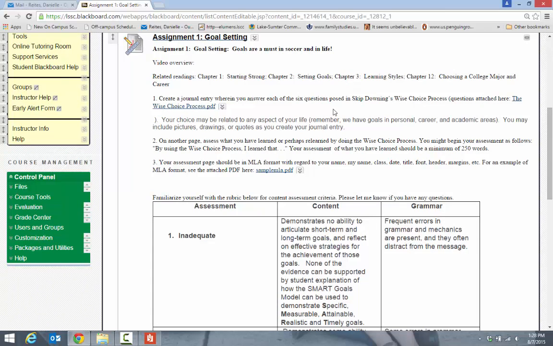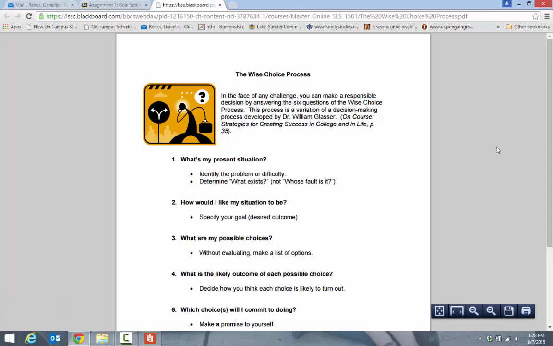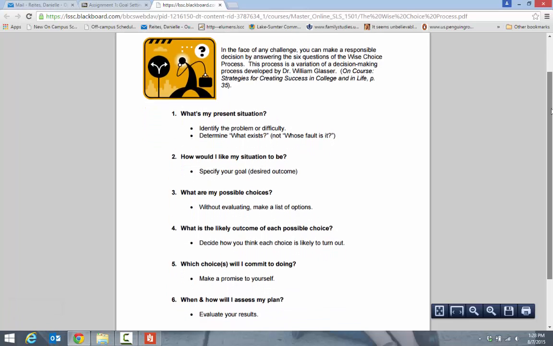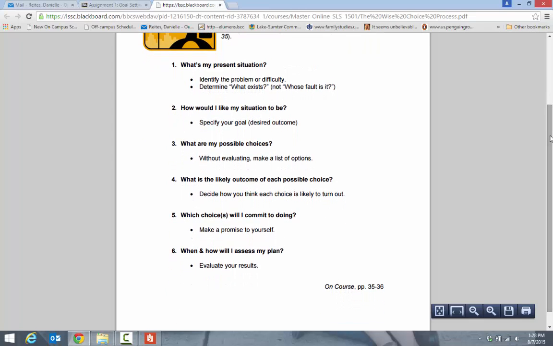But you have 2 parts to this. One is where you create a journal entry where you answer 6 questions posed in Skip Downing's Wise Choice process. Skip Downing is just an educator who specializes in student success, and he's come up with this Wise Choice process and these 6 questions. So these are the 6, and by a journal entry that just means it doesn't have to take any particular form. It can be written in personal I narrative, where you're just writing number 1 and then you answer using I.